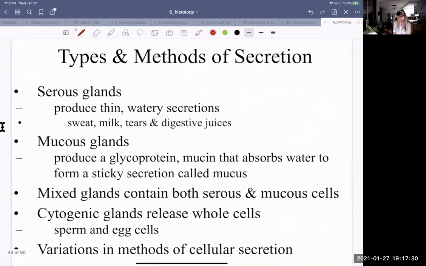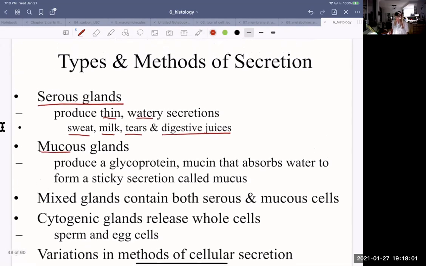So how do glands secrete their product? Well, we can divide glands into various categories depending on their secretions. They secrete different things. A serous gland, for example, will produce a very thin, watery secretion. So serous glands include the sweat glands, milk glands, tear glands, and digestive glands.